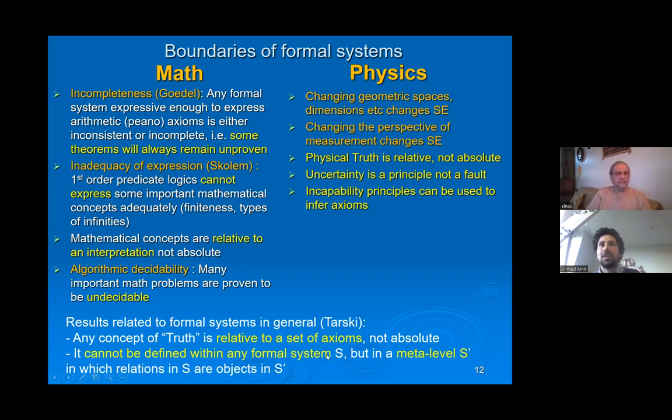We can reach realities or some relative truth, but we cannot know the truth in absolute. There is no truth in absolute, for our purposes. Of course, in our daily life, we know that there is some truth outside. But science is saying that it is not concerned with this ontological outside truth. It is concerned only with our faculty of knowing things and believing things. So if we only concentrate on our faculty of believing and knowing, then truth is only relative to a set of axioms, and it cannot be defined within a formal system S, but it needs a meta level.